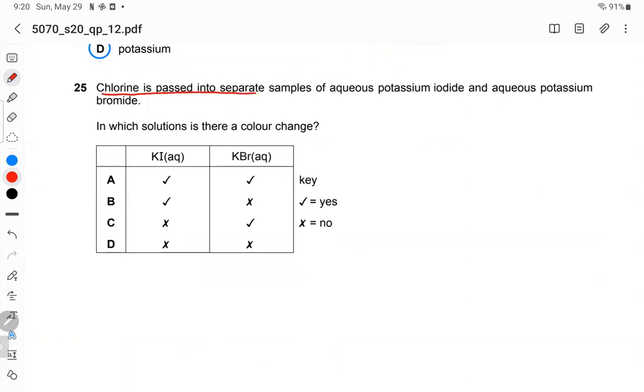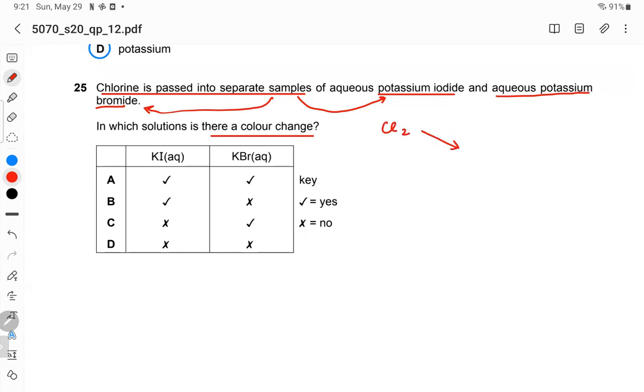Chlorine is passed into separate samples of aqueous potassium iodide and aqueous potassium bromide. In which solution is there a color change? Yes, if you recall, chlorine being reacted with KI and KBr, does the reaction occur in both cases?